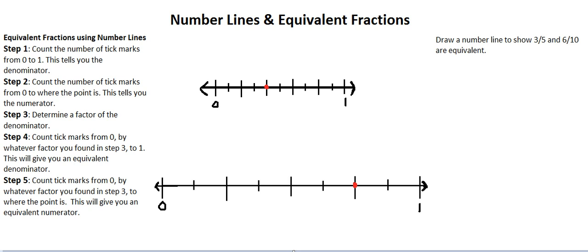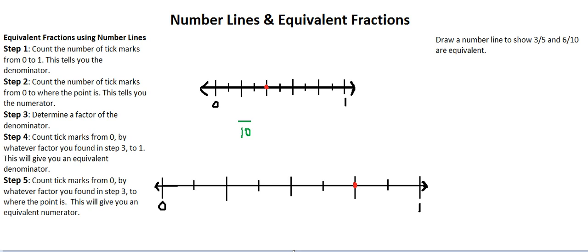Alright, so 1, 2, 3, 4, 5, 6, 7, 8, 9, 10. There are 10 pieces here to make up one whole, so 10 is my denominator. Step 2, count the number of tick marks from 0 to where the point is. This tells you the numerator.